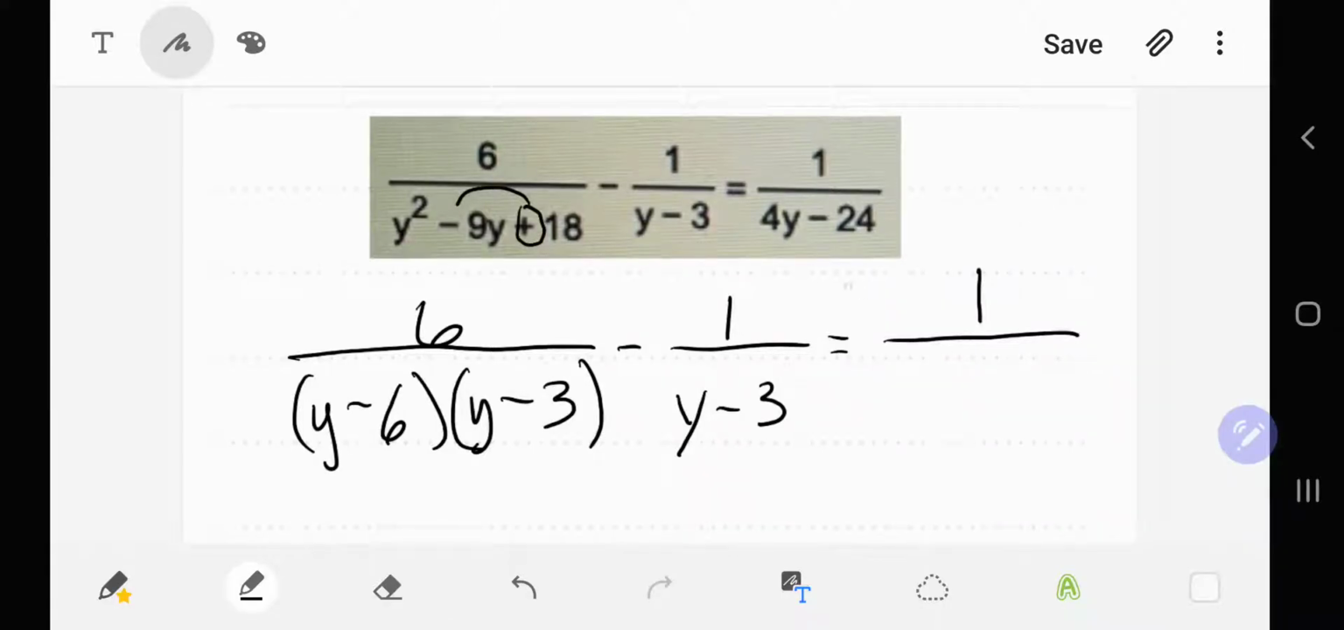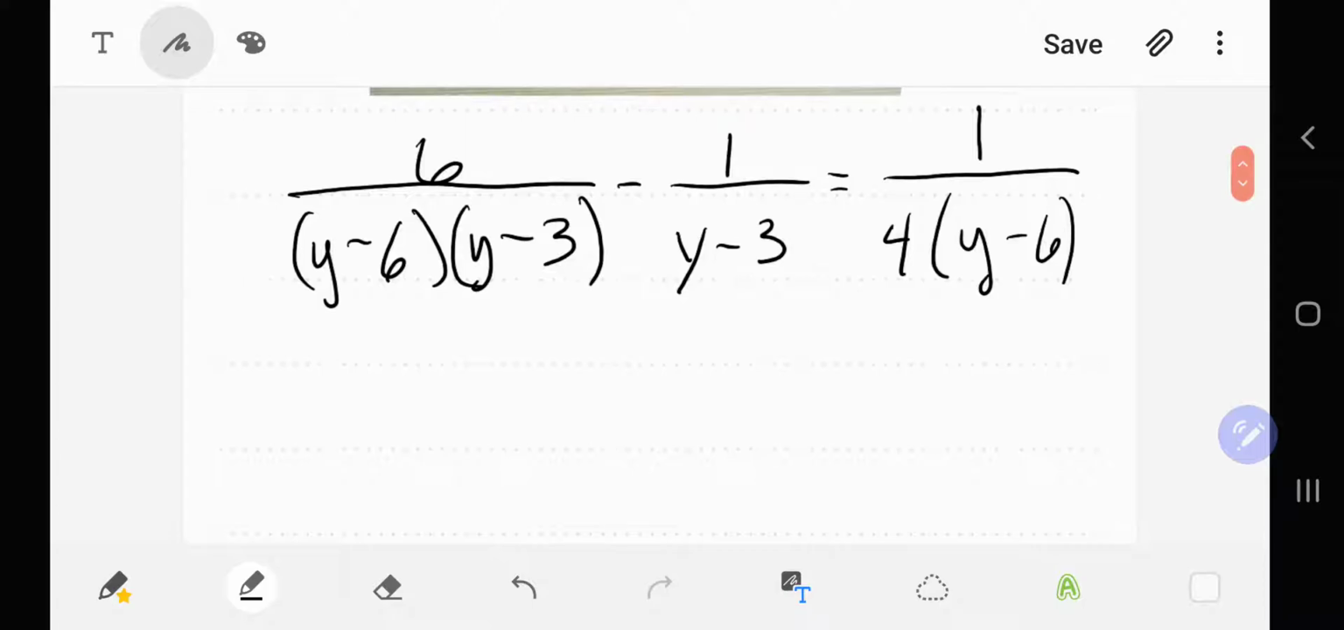And 1 over, this binomial has a common factor of 4. And so we're going to factor out the 4. And that will leave me with y minus 6. So that's the first step done, factoring the denominators. And now that they're all factored, we can consider what each one of them needs so that they all match, okay?